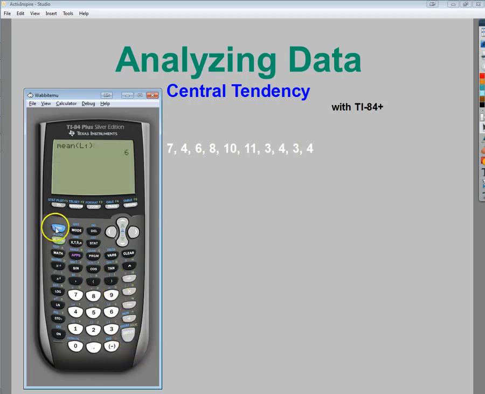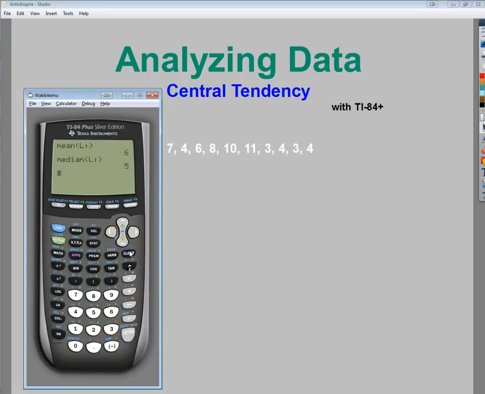If I want to know what the median value is, oops, second list, I need to go over to the median here. So I'll do second list again, and I'll choose list 1. And there it is. Now to find the mode, and I think I already found the median. Make sure. Yeah, I did.